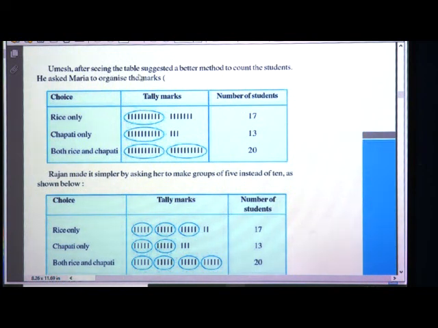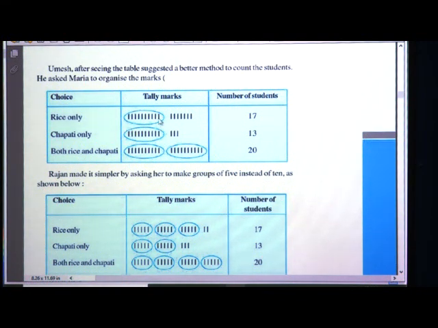Umesh, after seeing the table, suggested a better method to count the students. Okay. Now, as these lines are given, we need to count them 1, 2, 3, 4. So it was a little difficult method. So he has suggested a way. Who? Umesh.